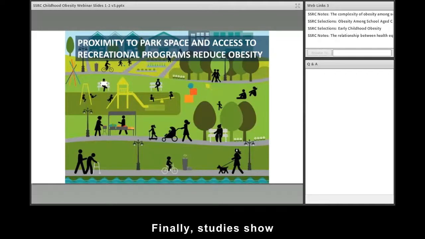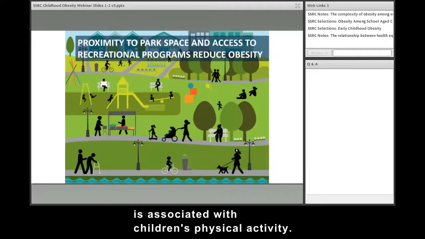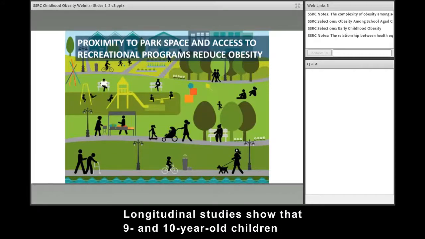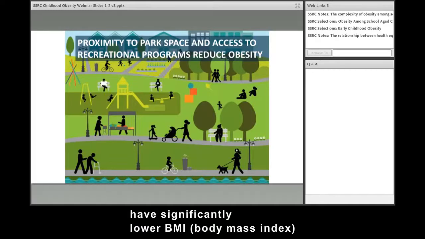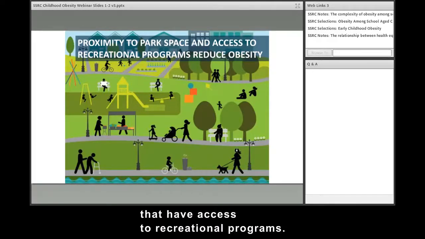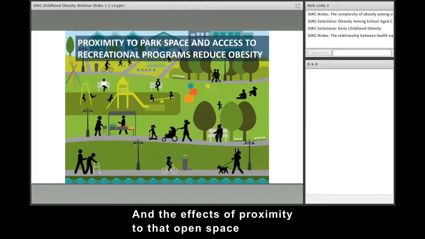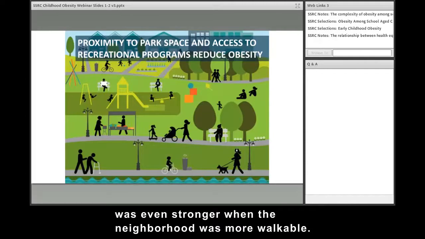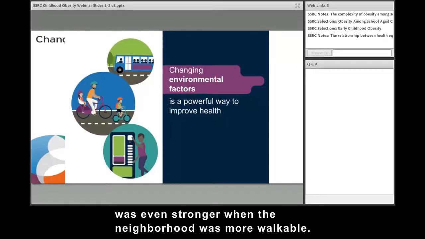Finally, studies show that access to recreation facilities is associated with children's physical activity. A longitudinal study shows that 9 and 10-year-old children had significantly lower BMI by age 18 when they lived close to park and open space and had access to recreational programs. And the effects of proximity to that open space was even stronger when the neighborhood was more walkable.